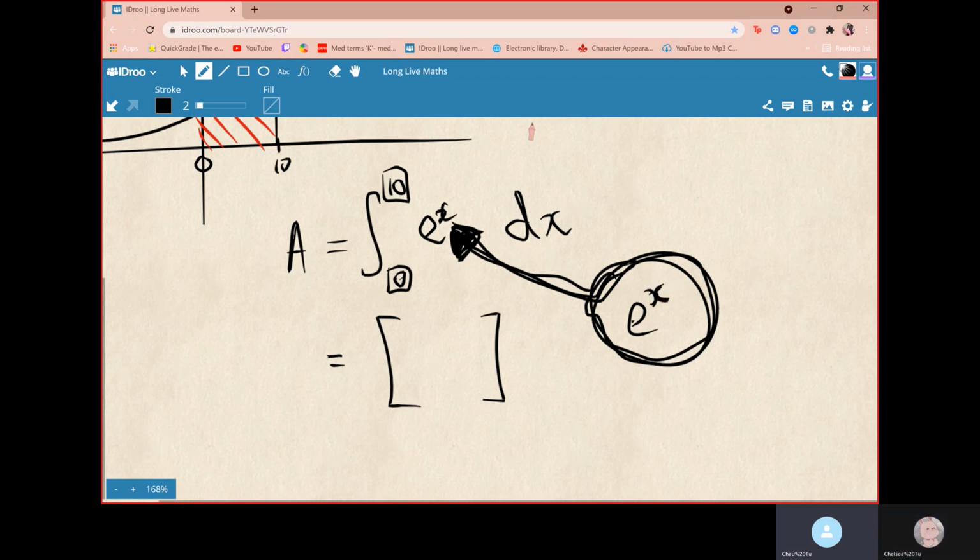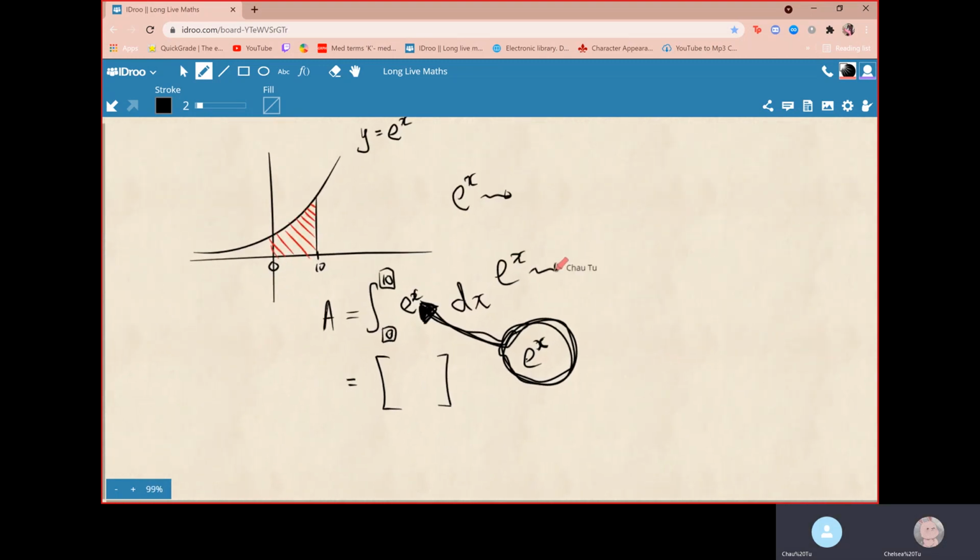How do you differentiate e to the power of x?